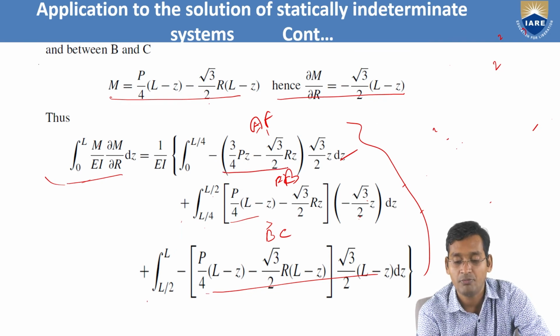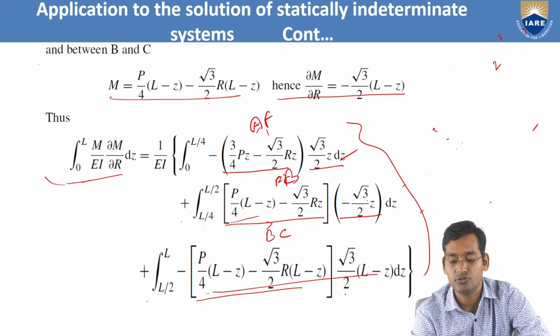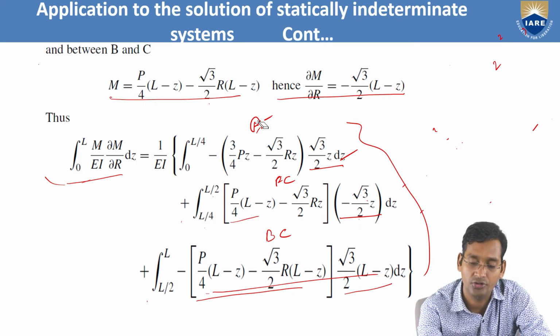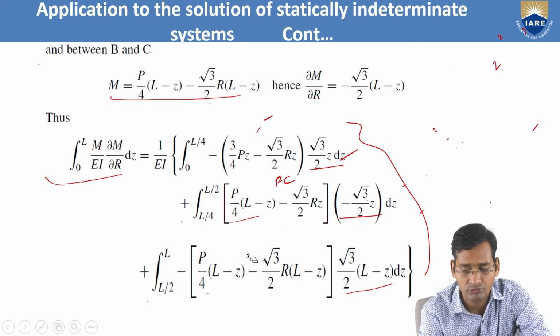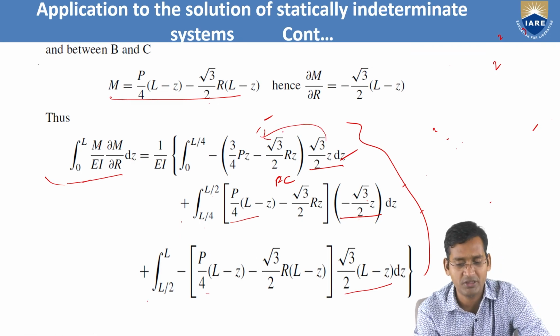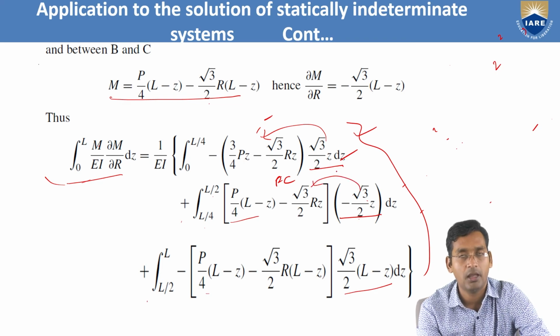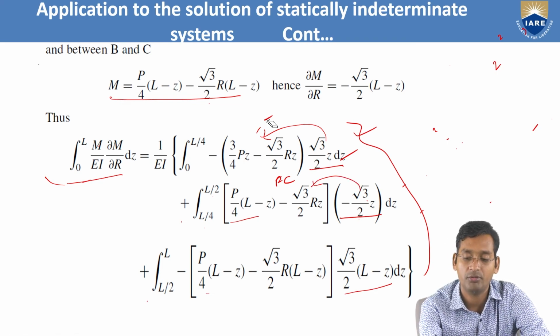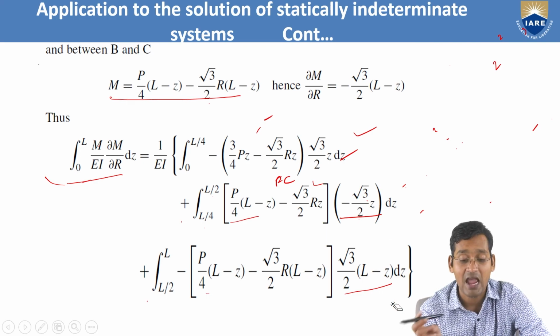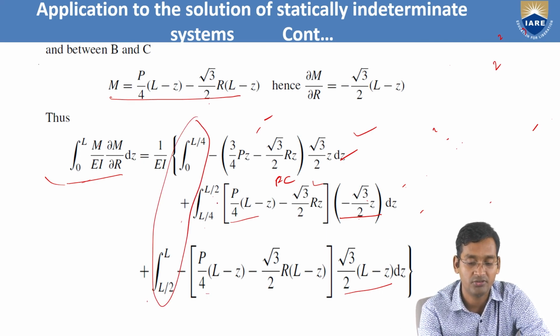So this is M for A to F, this is dou M by dou R for A to F, this is M for F to B, and this is dou M by dou R for F to B. This is M for B to C, and this is dou M by dou R for B to C. So just substitute the value. Now multiply, open that bracket, and after simplifying, integrate it. Similarly here also multiply and integrate it.